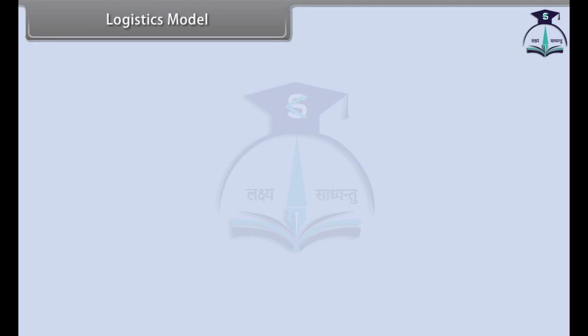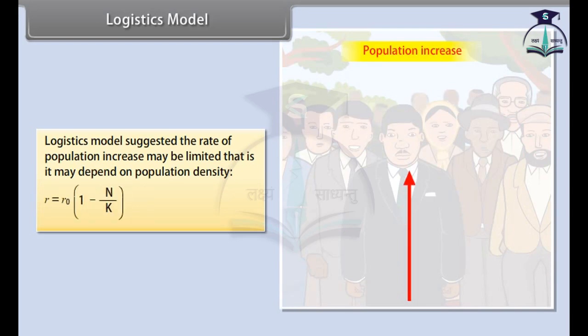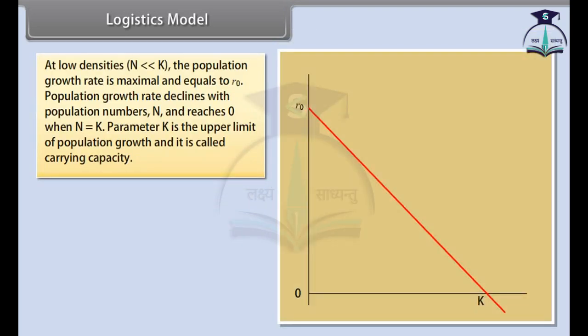Logistic model. The logistic model suggests the rate of population increase may be limited, that is, it may depend on population density. R equals R0 times 1 minus N by K. At low densities, that is, when N is much less than K, the population growth rate is maximum and equals R0. Population growth rate declines with population numbers N and reaches 0 when N equals K.